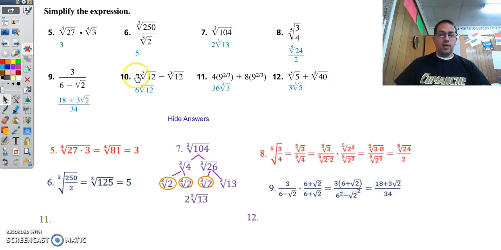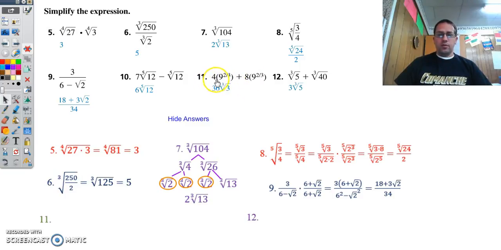Number 10, everybody should have gotten 10 right. This is 7 fifth roots of 12 minus 1 of the fifth roots of 12. So it's just 7 minus 1, so we have 6 fifth roots of 12. That's all there is to that. Number 11 is a little bit trickier.